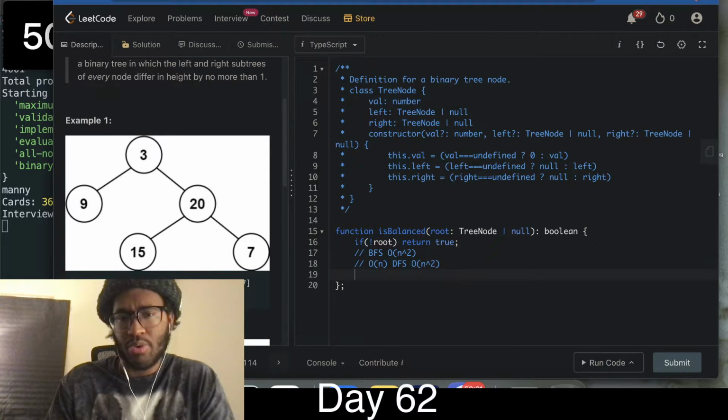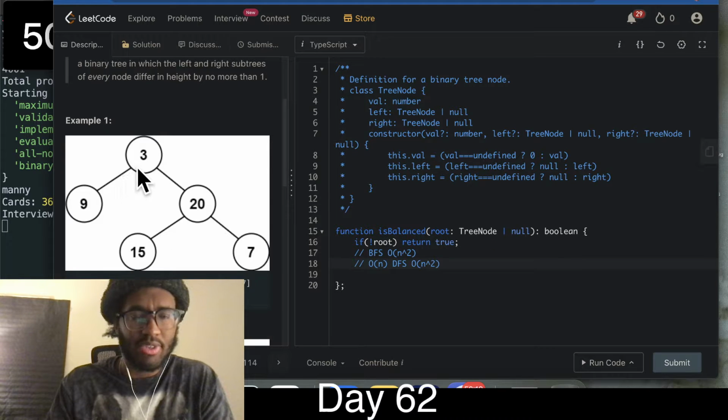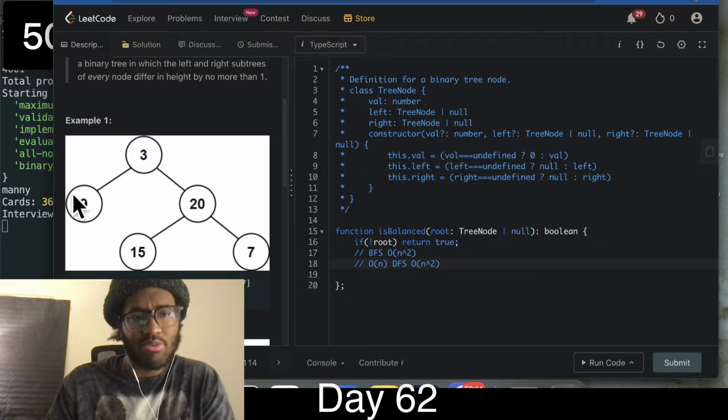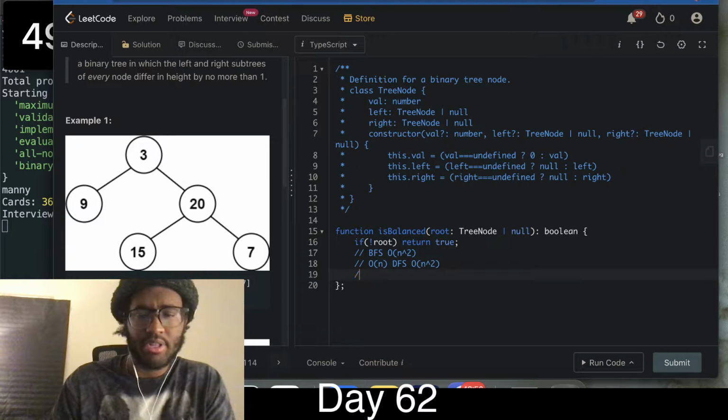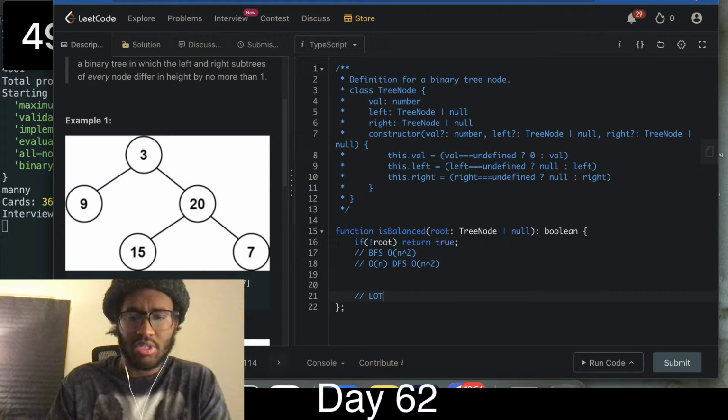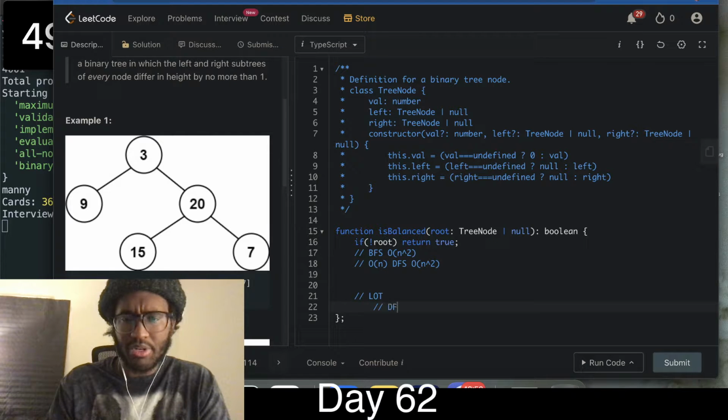So maybe that's what we'll go for. And the intuition for that is just that we'll do a level order traversal. And for each node that we process, we'll calculate the height of its left subtree and its right subtree. And if the absolute value of the difference is greater than 1, then we want to return false. So we'll do an LOT, we'll do DFS, 1.